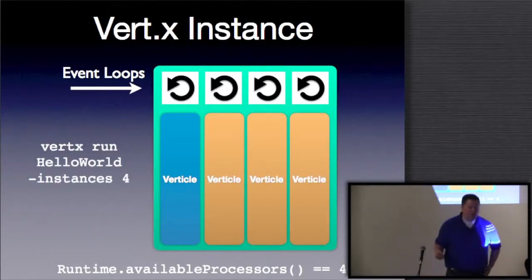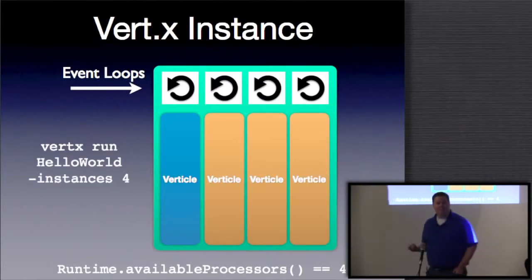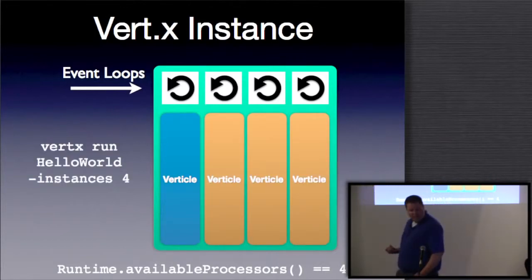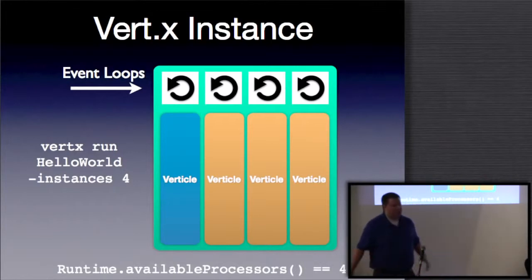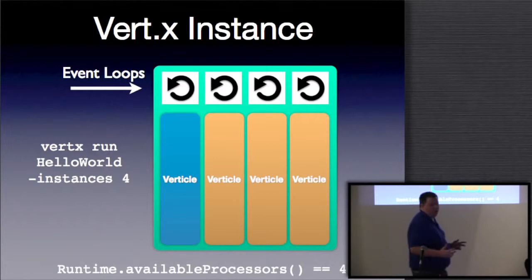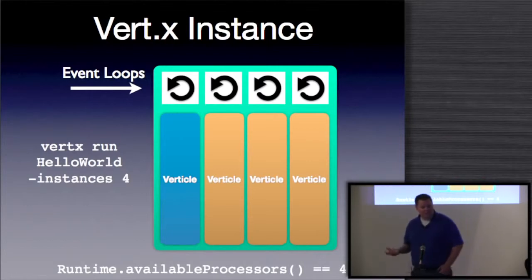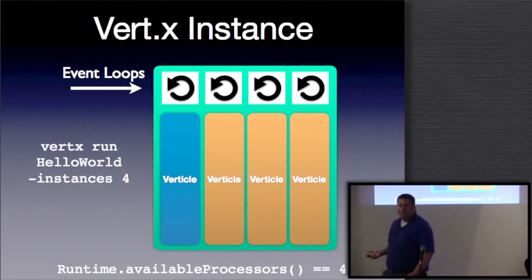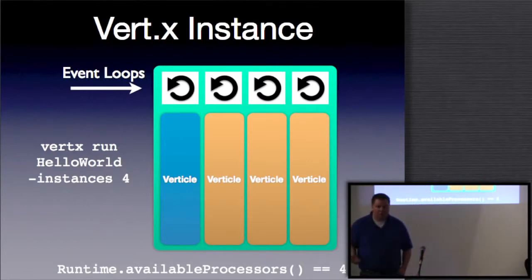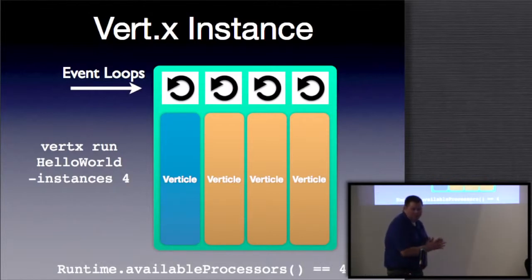If I run Vertex with the command line argument instances and I give it a value equal to the number of cores, you're going to see the vertical automatically scaled out to 1 instance per core. Of course, we can run more instances than we have cores, because each instance is typically not going to be able to keep the core busy all by itself.